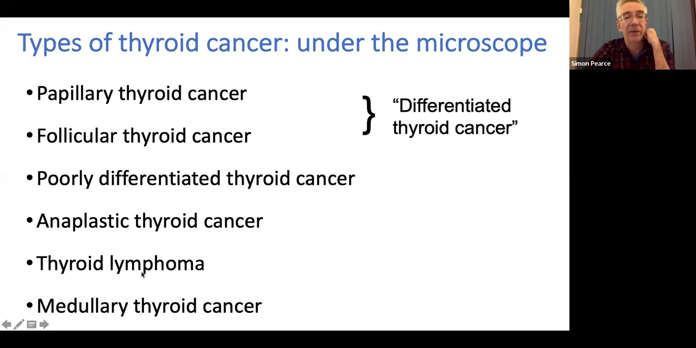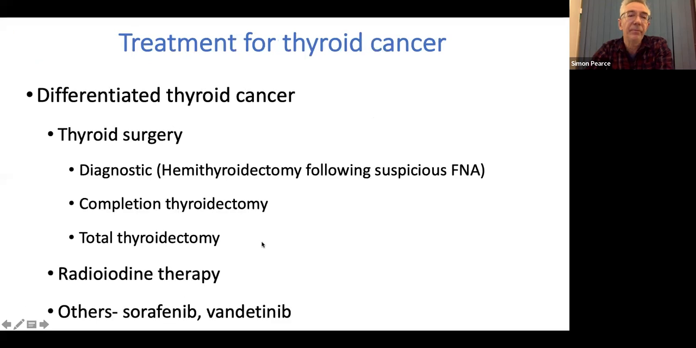And thyroid lymphoma, that's a tumor of the lymphoid system occurring in your thyroid. And then this unusual tumor, medullary thyroid cancer. So that comes from cells that are in your thyroid, but they're not the thyroid hormone making cells. They're the cells that make calcitonin. And medullary thyroid cancer most commonly runs in families or has a genetic cause, which is in contrast to most of these other ones.